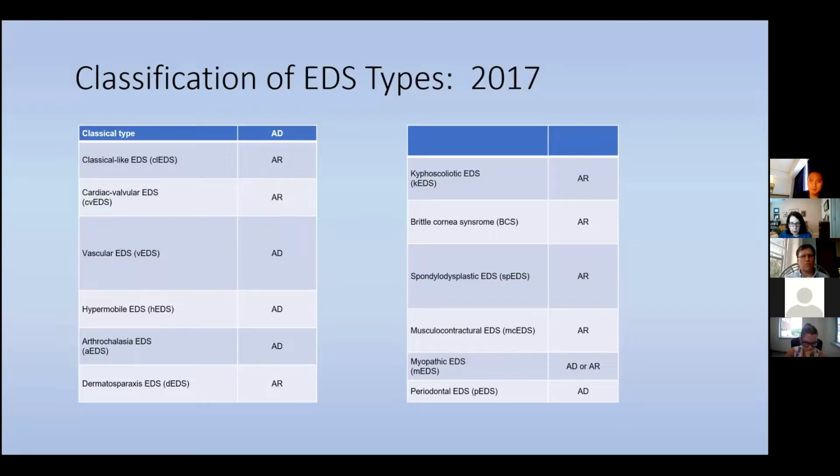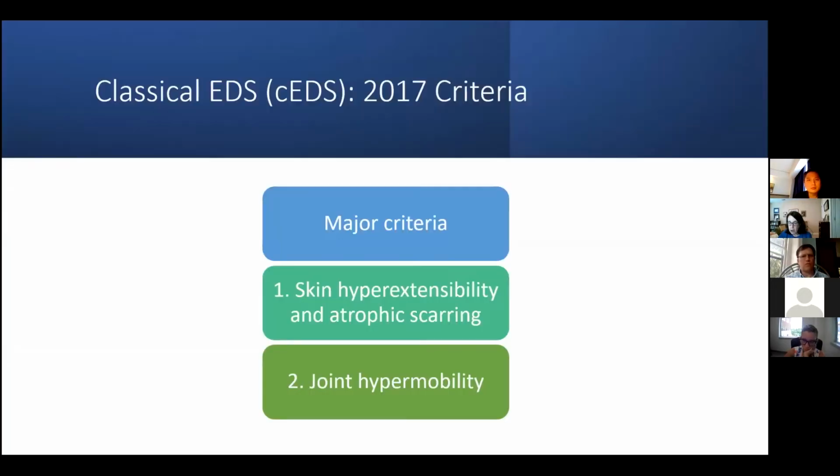I'm going to talk about the diagnostic criteria for the most common types, the classical, vascular, and hypermobile, and just give a brief overview of some of the other rarer types.